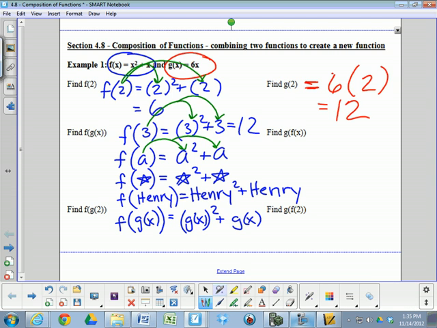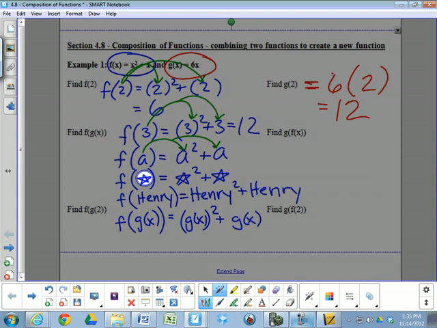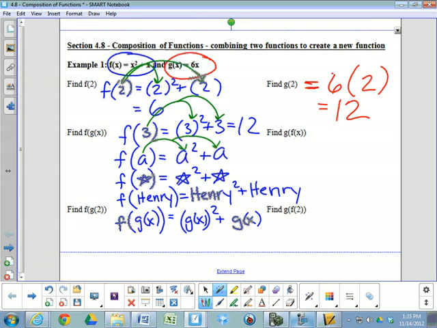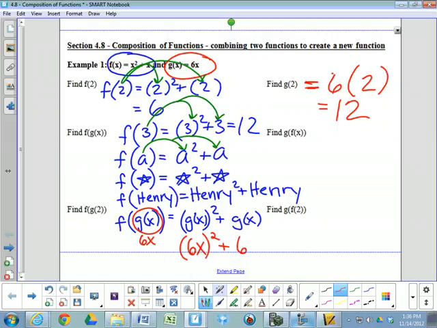Again, all you do is you take what is here and you plug it in there and there, right? Henry was Henry squared plus Henry. So g of x, you do g of x squared plus g of x. But we know g of x. It is something. What is it? 6x. So this is 6x. So instead of writing g of x squared plus g of x, you write 6x squared plus 6x.